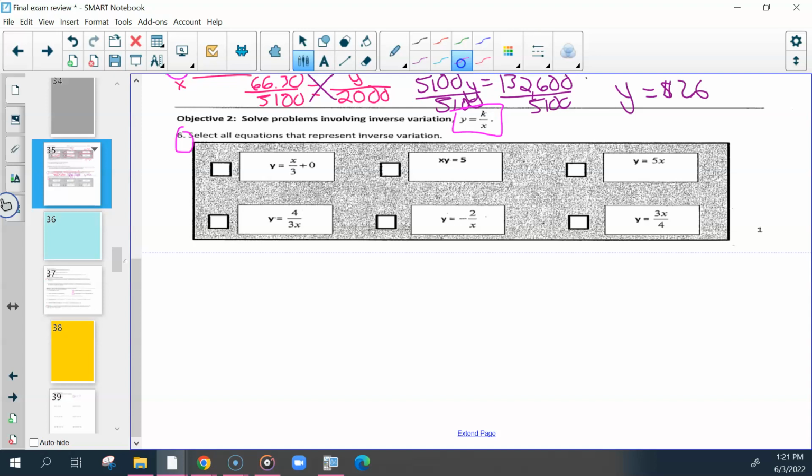So for this first one, x is not in the denominator, that is not one. The one underneath that, x is in the denominator, that would be one. For this one, if you solve for y, you have to divide both sides by x. So y equals 5 over x, so that would be one. y equals negative 2 over x, x is in the denominator again, so that would be one. The last two, x is not in the denominator, so these would not be inverses.